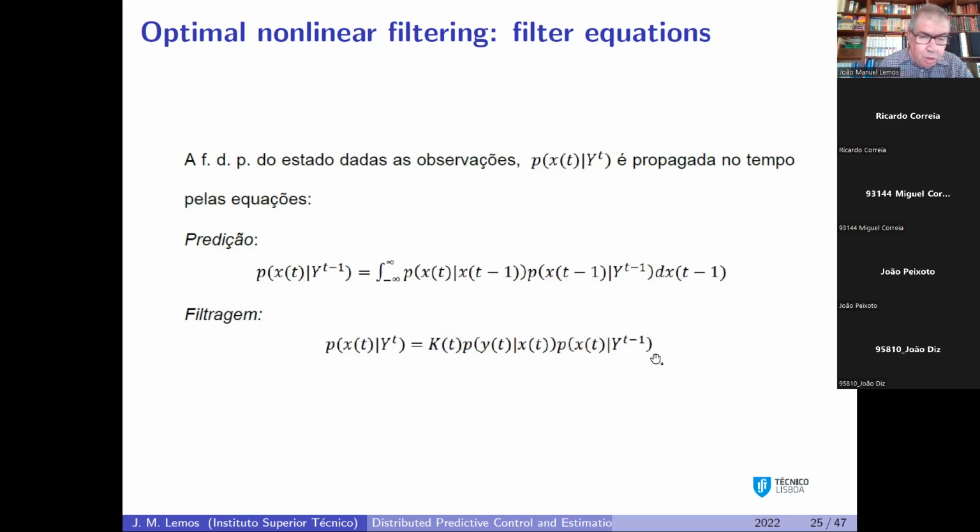Let's see what happens when we say, okay, my system is a linear system with white noise, both in the process noise and in the observations. What happens? And we are going to recover the Kalman filter from these expressions.